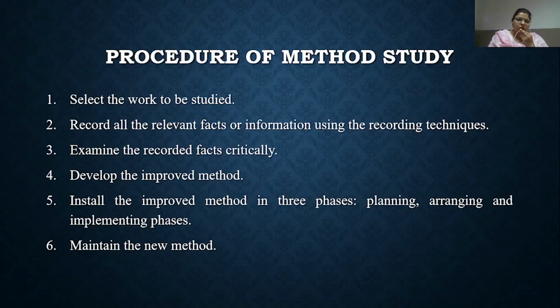Next one is installing the improved methods in three phases: planning, arranging and implementing. Here we see that installation of the improved method happens in three ways: planning, arranging, and implementing. Next one is maintain the new method which you have already made. We can say you have initiated or evaluated a new method, so you have to properly maintain this particular method.